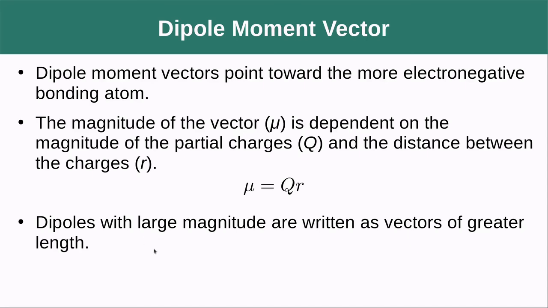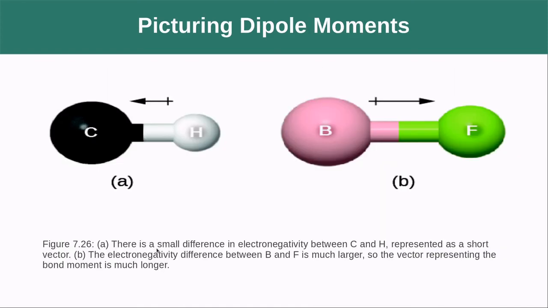Dipoles with large magnitude are written as vectors of greater length. So here we can see we have carbon and hydrogen. There's not a huge difference between them, so we get a smaller vector. And by difference, I mean the difference in their electronegativity. Here we have boron and fluorine. There's a very large difference in their electronegativity, so we get a larger dipole moment.